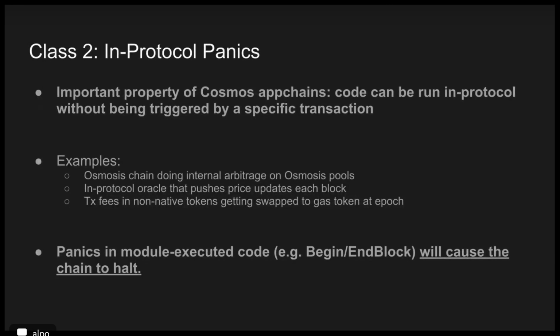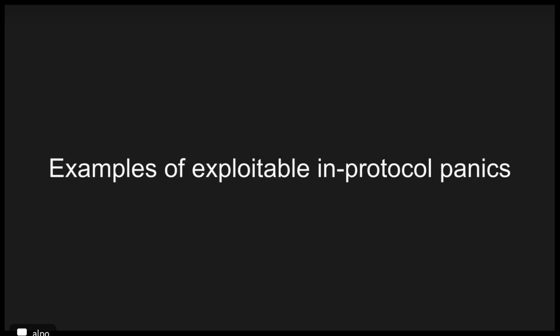For instance, in Osmosis, in our begin block code, we run internal arbs in every block, or in between every block. This means that our swap logic is used in out of block code, in protocol code. And that means that if you can trigger a panic through Osmosis's swap function, you can halt the chain. And of course, this means that if you can escalate any issue into a panicable issue, you end up with a chain halt. So let's go into some examples that are exploitable.